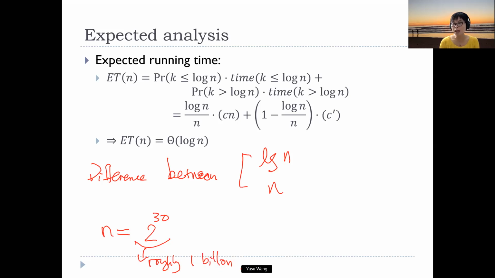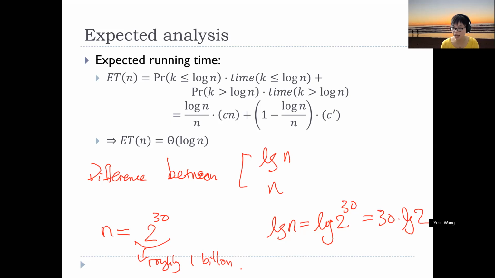So if you have an algorithm that runs in linear time, you basically need 1 billion operations. But if you have log n, in that case for 2 to the 30, this is the same as 30 times log 2, because the exponent goes to the front. And suppose it's base 2, just to make it simple. Then log 2 base 2 is 1. So then you only need 30 operations versus the 1 billion. So the difference between log n and n is huge. Log n is, in some sense, much closer to constant.